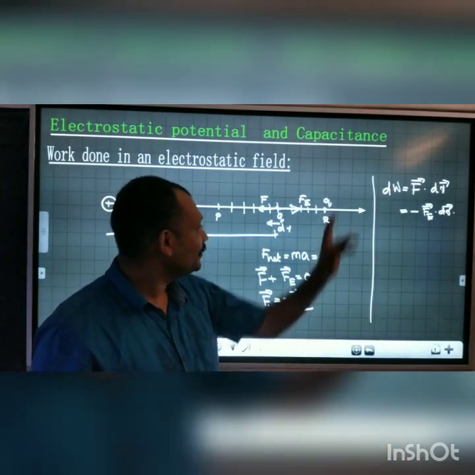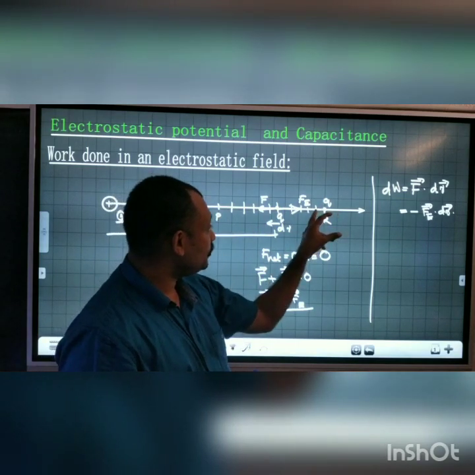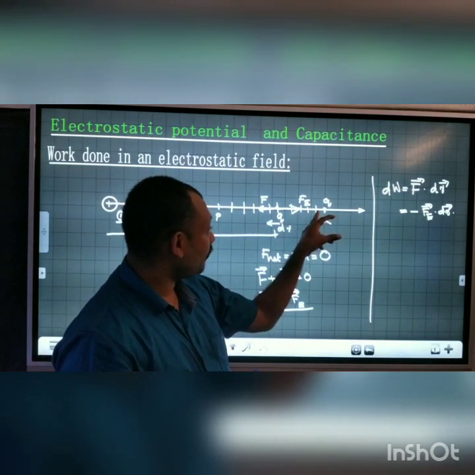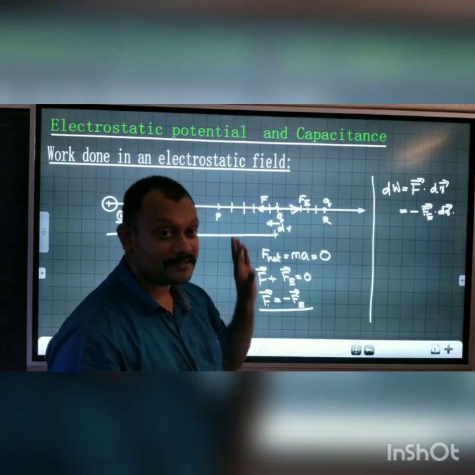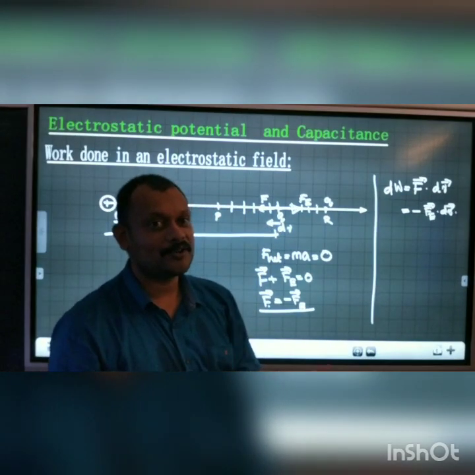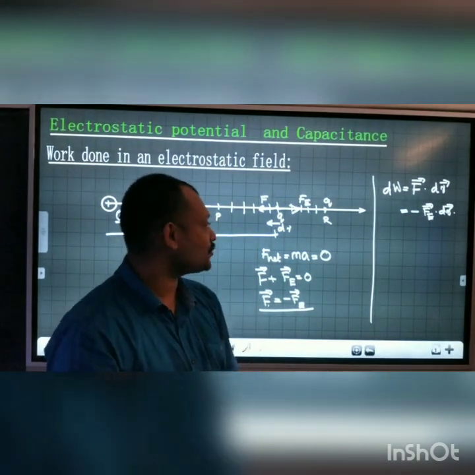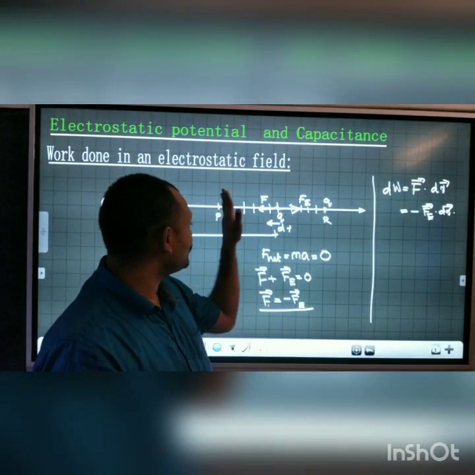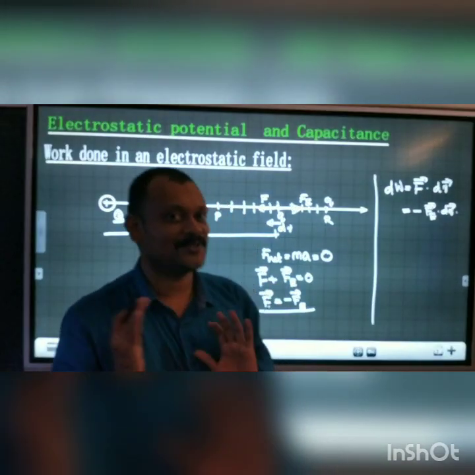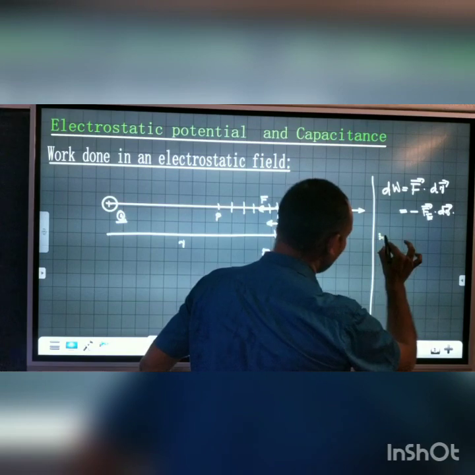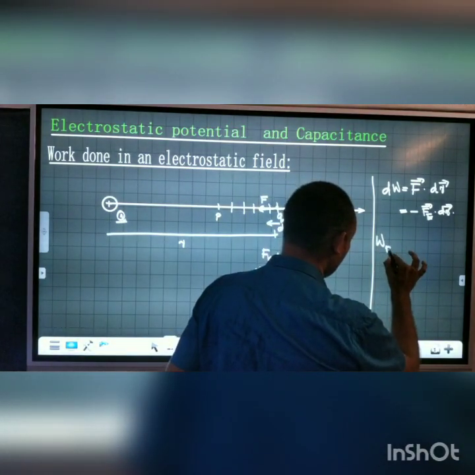I repeat. Divide the separation between R and P into small displacements and find the work done to displace by these small amounts, and to get the total work done you have to add it. It's a tedious process because this is a continuous thing. So to get the total work done, we have to do the process by integration.